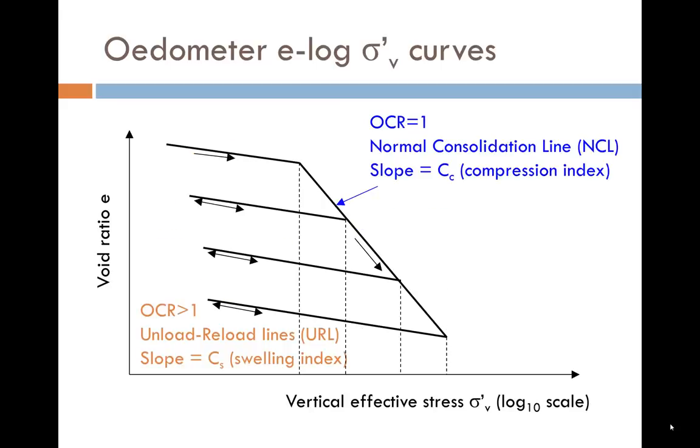In reality, there are an infinite number of what we call unload-reload lines, or URLs, all with the same slope. The slope in this over-consolidated region is called the swelling index and is given the symbol Cs. There is only one normal consolidation line, NCL, and its slope is called the compression index and is given the symbol Cc.